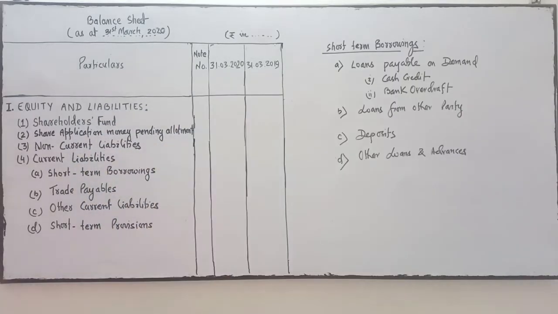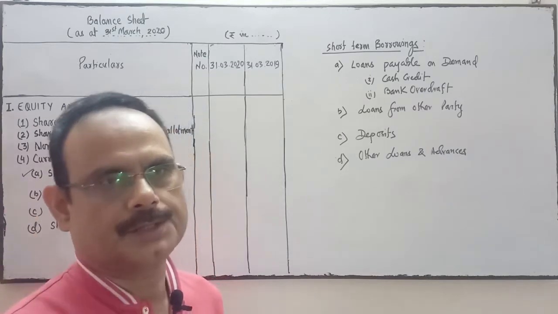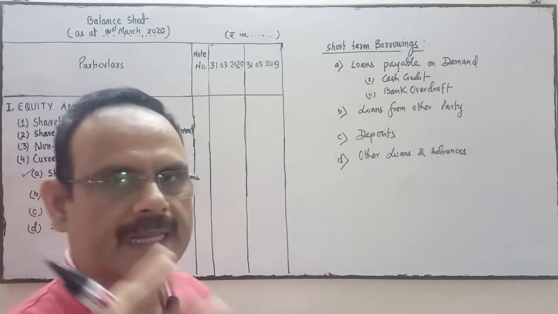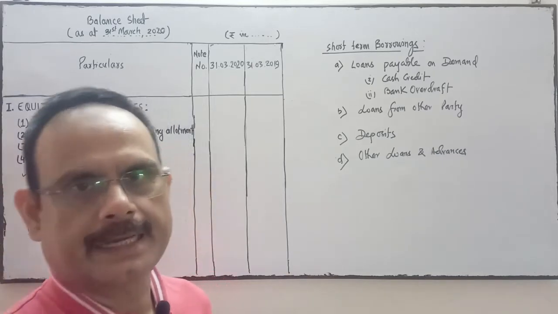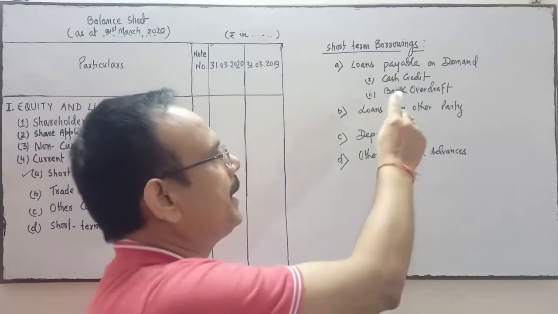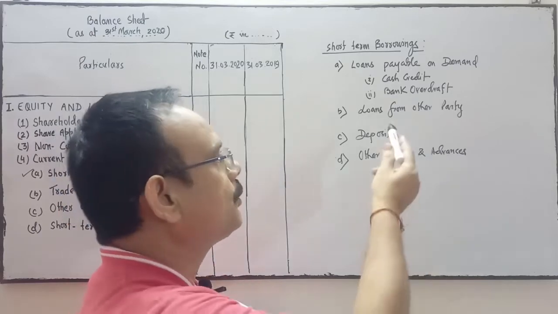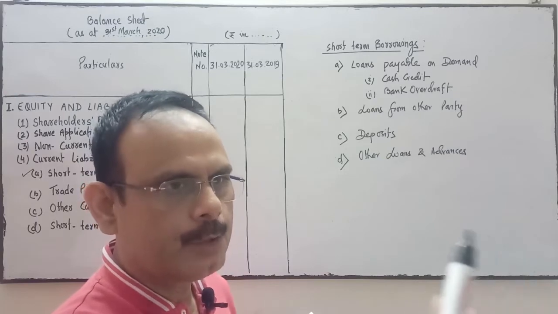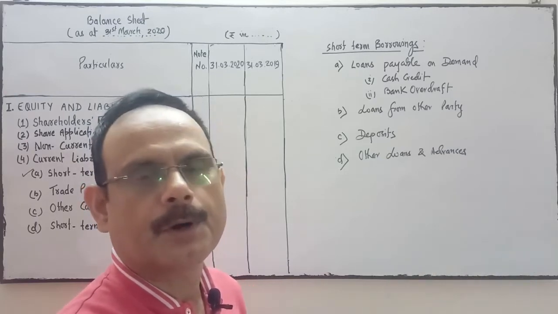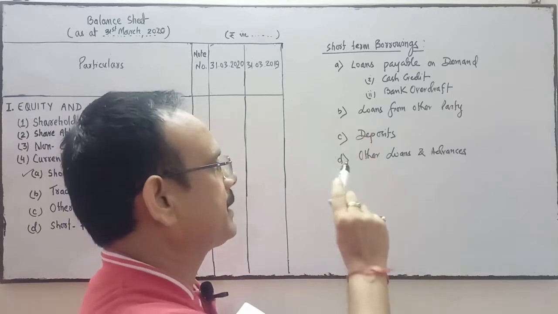Okay. Now come to the current liability. First one is short-term borrowings. Short-term borrowings means borrowings which are due for payment within 12 months of the balance sheet date. Those borrowings are called short-term borrowings. Examples are loan payable on demand. It may be a cash credit or bank overdraft. Loan from other party. If the company has taken a loan from another party and will repay the amount within 12 months of the balance sheet date, then that is your short-term borrowings.